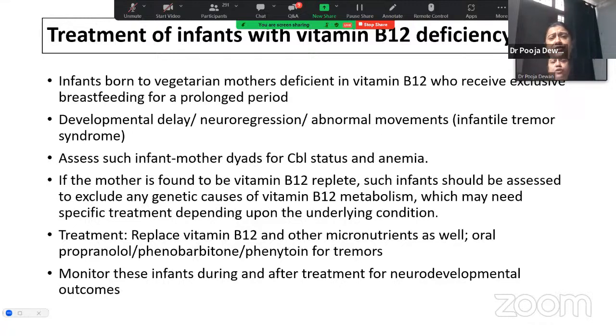Now, when we talk of infants with B12 deficiency, it is important to look at them in conjunction with their mothers. So the mother needs to be assessed for B12 levels as well. The baby needs to be assessed for development. And both of them should be treated together. Sometimes if there are features of ITS, you may have to use propranolol, phenobarb, or phenytoin for your tremors. And during treatment, you need to monitor these children very, very closely for their development.